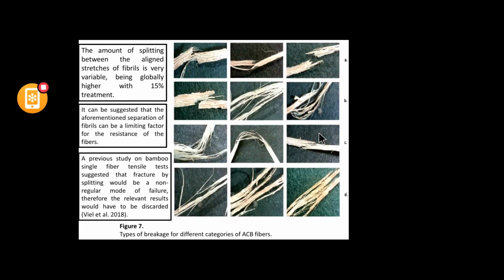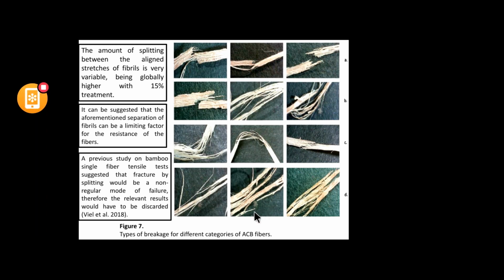This figure shows the different types of breakage after conducting the single fiber tensile test. I have shown the image of each one. The first row is untreated, 5%, 10%, 15%, the different categories of acacia bark fiber. So after conducting the single fiber breakage test, in this figure some examples of the different modes of fracture of the fibers are reported.